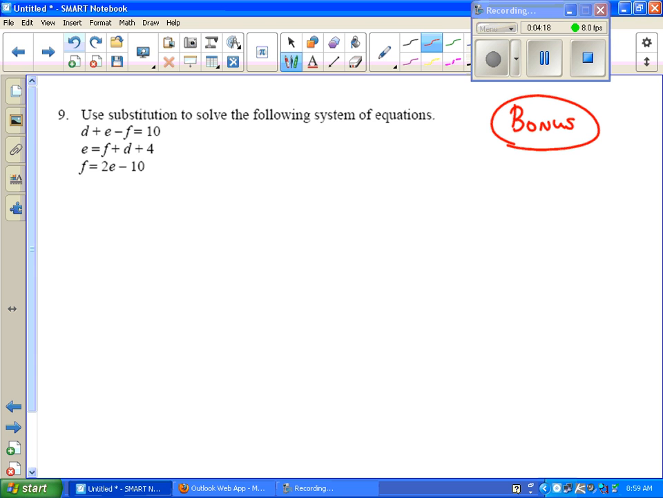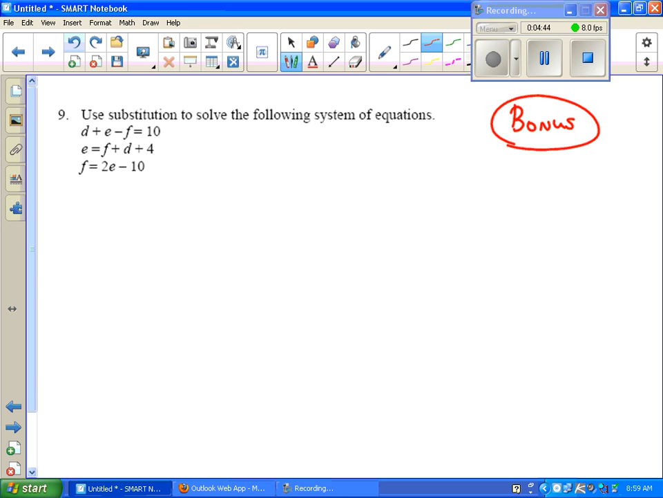Number 9 says use substitution to solve the following system of equations. You have 3 of them. I'll spend just a minute or so talking about this one tomorrow, but I'm not going to go into a detailed explanation because it'll take far too long. So I decided to go ahead and make this one as bonus. There'll be 3 or 4 of you guys that should be able to handle this problem, though, if you take a few minutes and look at it and actually put some time into it.